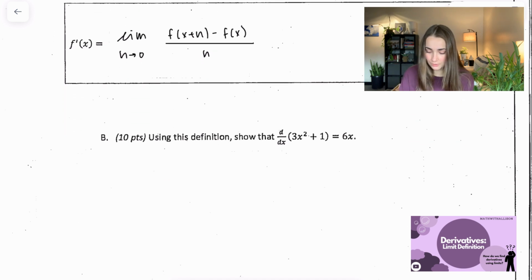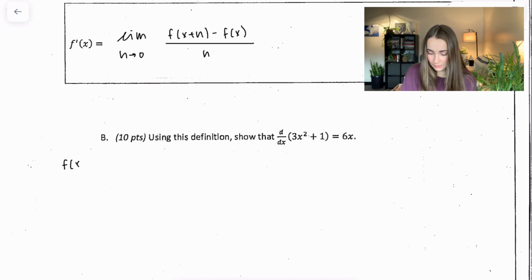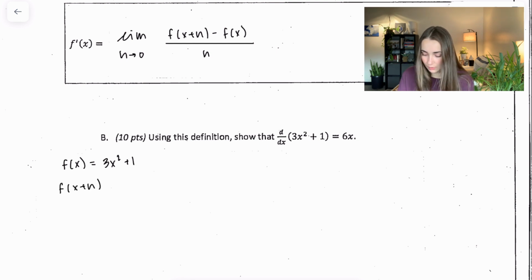So our actual function f of x is going to be what we're taking the derivative of, and that's going to be 3x squared plus 1. Now let's find what f of x plus h is. Remember, we're just changing our input. So everywhere we see an x, we're going to replace that with x plus h. So this becomes 3 quantity x plus h squared plus 1.